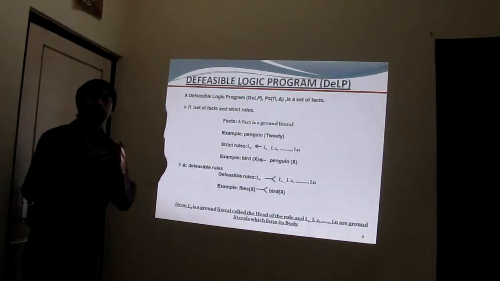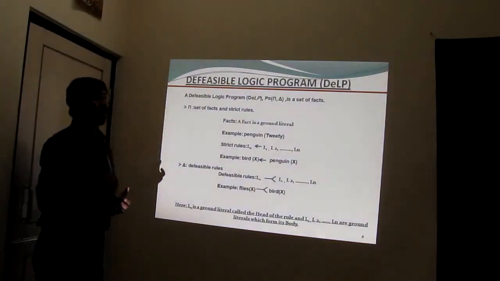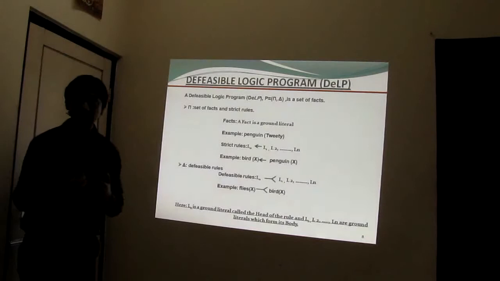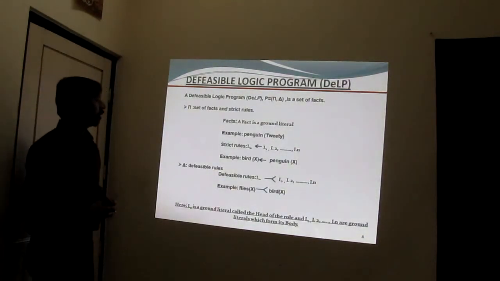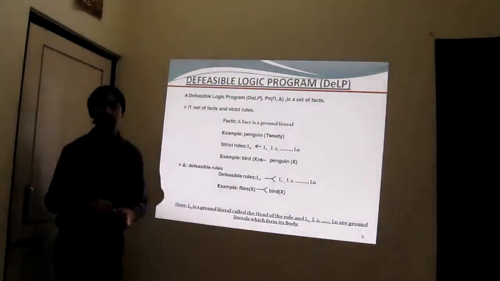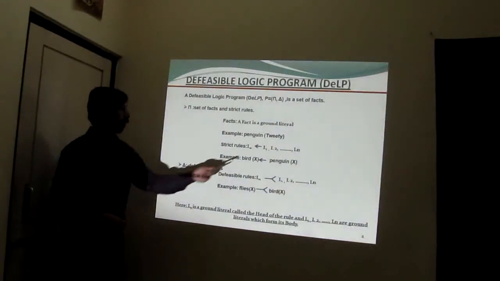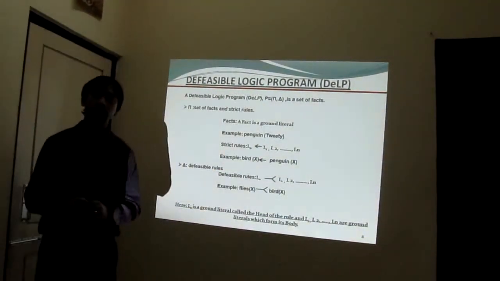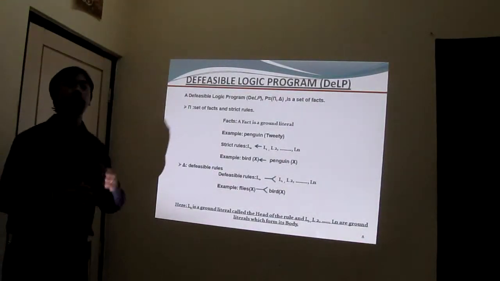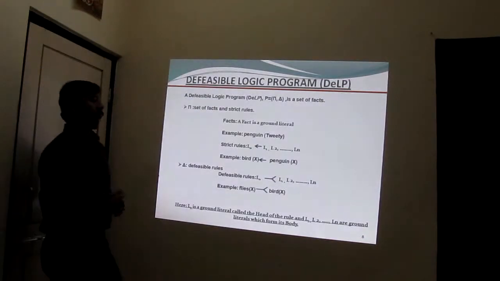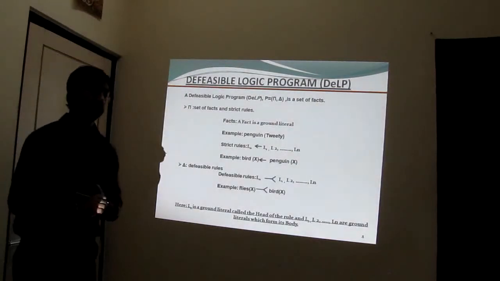And pi is a set of facts and strict rules. A fact is a ground literal. For example, we have a statement, Tweety is a penguin, so we can represent it in this form: penguin(Tweety). Now a strict rule is used to represent obvious information, statements which cannot be contradicted. We use a right arrow to represent a strict rule, like penguins are birds. This kind of statement cannot be contradicted.